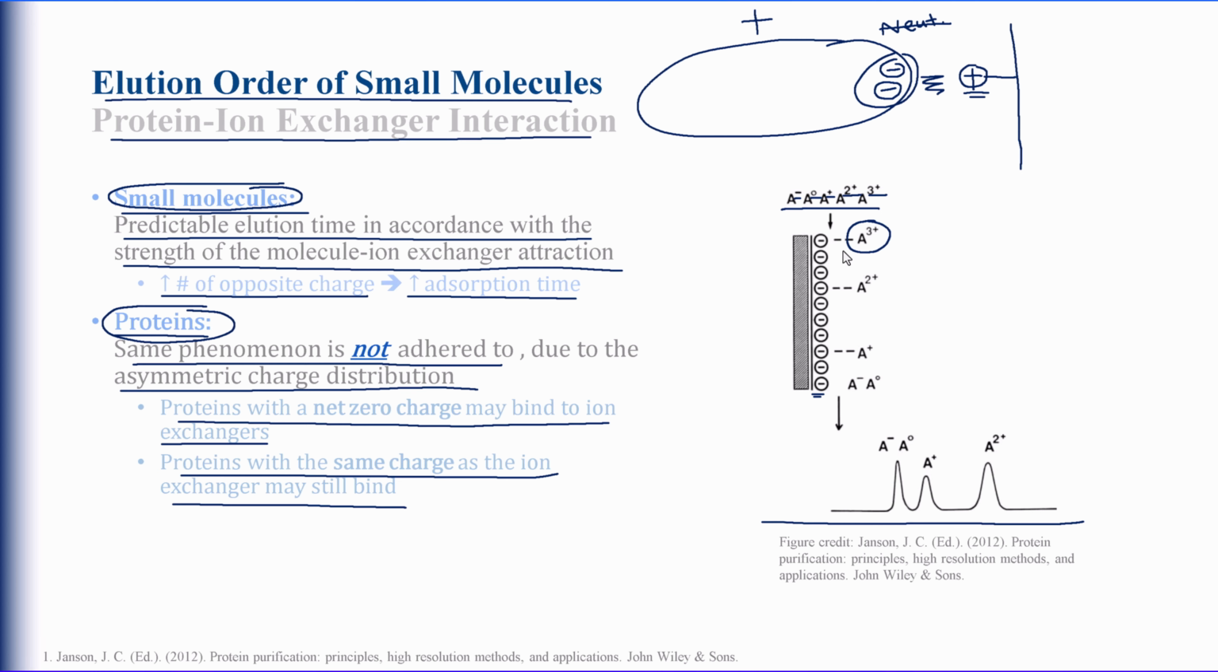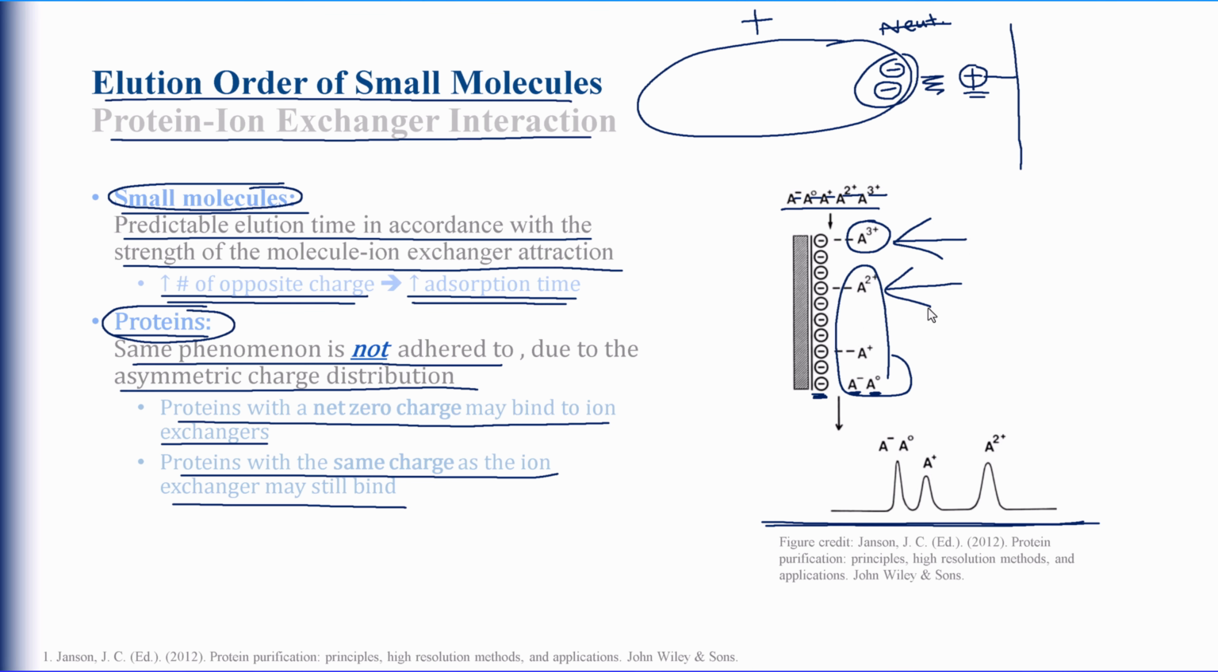So it will adsorb and it will desorb, but only after a long time relative to the other small molecules that you see here. Ideally, the negatively charged small molecule and the neutral small molecule that you see here will not bind to the cation exchanger. And so their elution order can be predicted because they're small molecules and they have a predictable elution time in accordance with the strength of the molecule-ion exchanger attraction. That is, as you increase the number of opposite charges, you increase the adsorption time. So this small molecule would have the greatest adsorption time.